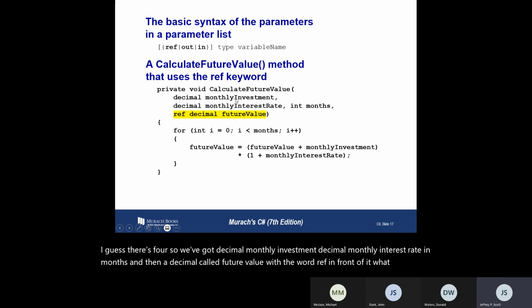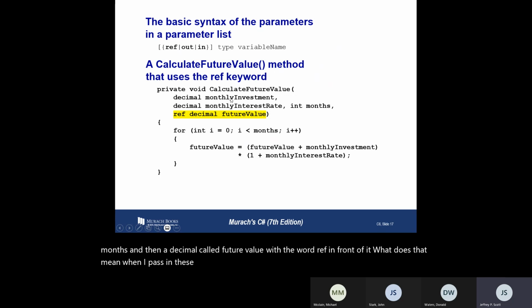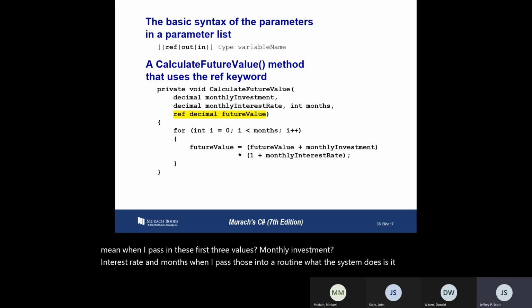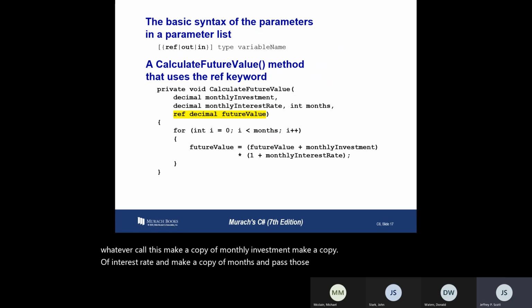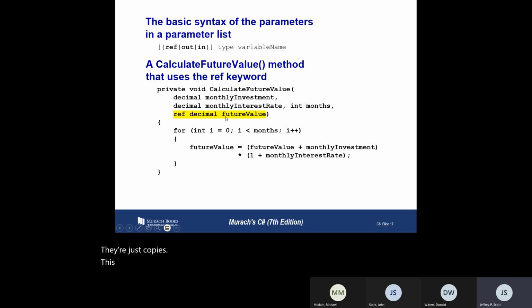What does that mean? When I pass in these first 3 values, monthly investment, interest rate, and months, into a routine, what the system does is it makes a copy of monthly investment, a copy of interest rate, and a copy of months, and passes those variables in to this routine. They're just copies. By putting the word ref in front of it, it says, I don't want a copy of the variable. I want the actual address in memory where the variable lives.